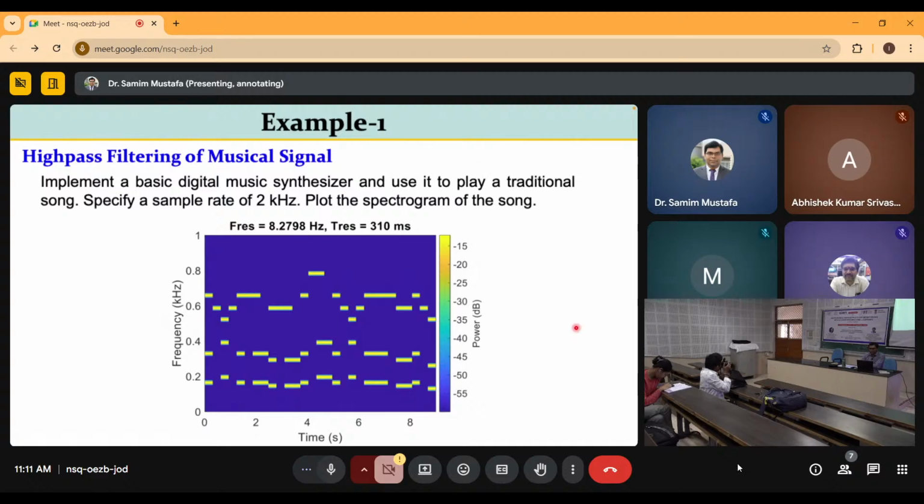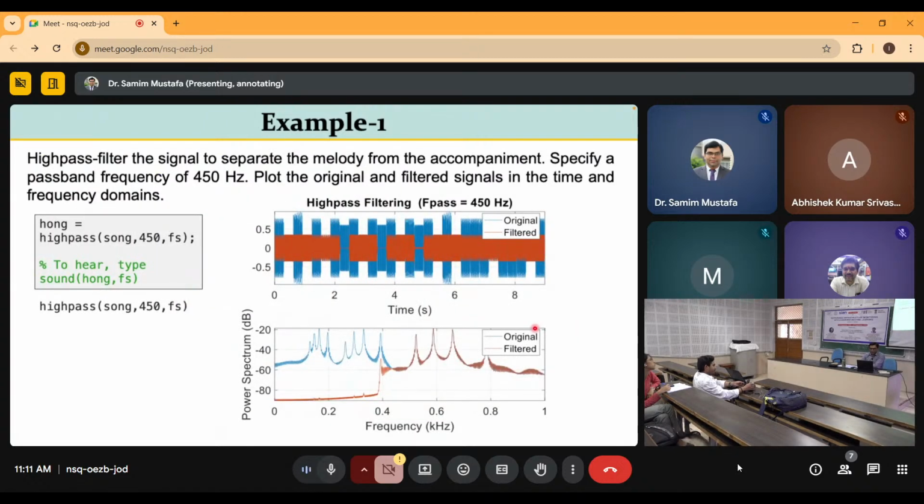So your next task will be using the high pass filter. Okay, for example, you can give this command, that is HONG equals high pass. You can give any name, not only HONG, any name. So the command for high pass filtering is just highpass, then the signal that you want to filter, in this case it is song, then the cutoff frequency. Here it is 450 Hz because it is given in the problem.